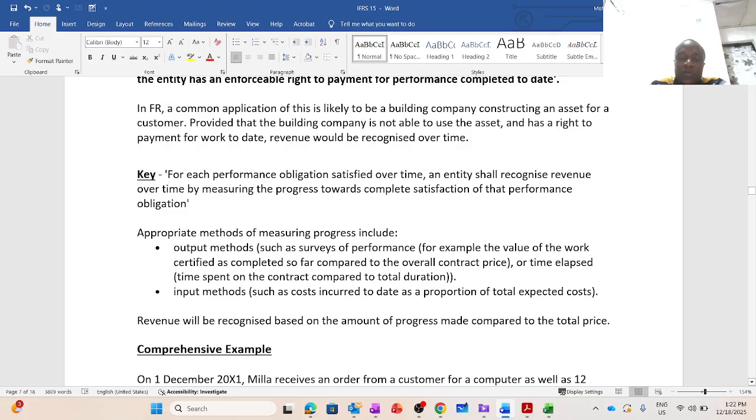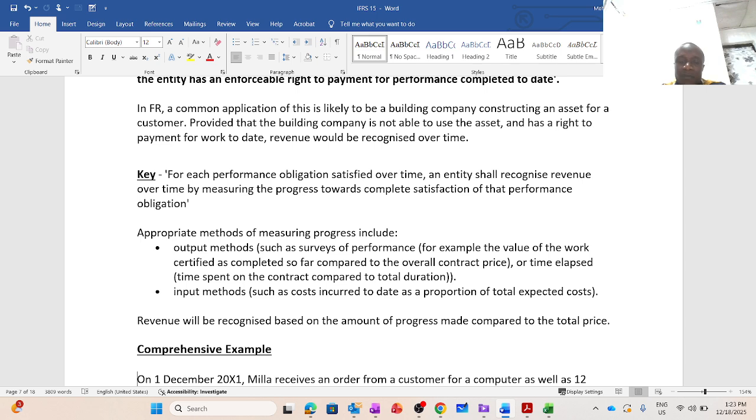So we have two approaches that we are going to use to calculate the revenue to recognize. We can use the output method or we can use the input method, whichever way. But now we can keep it simple. When we look at a construction contract, we can look at the output method as well as the input method. So now the revenue will be recognized based on the amount of progress made compared to the total price. Don't worry about it. We are going to look at how we can use the output method and how we can use the input method.